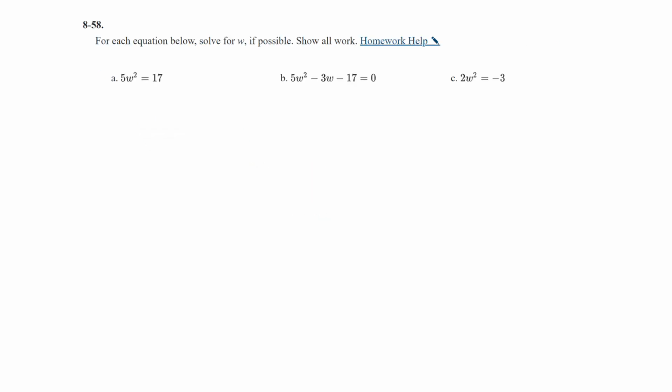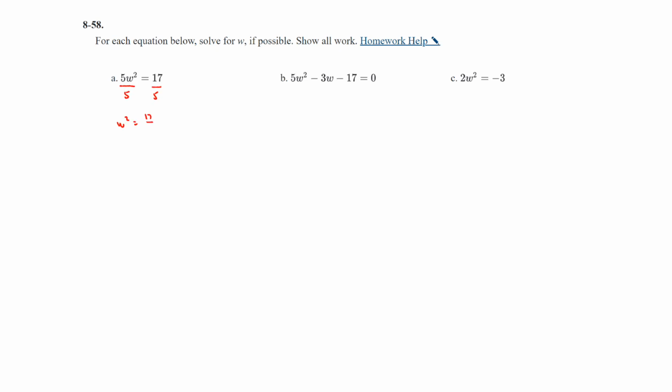Question 58. For each question below, solve for w. If possible, show all your work. All right, so in part A, we have 5w squared. So we want to use our inverse operations. And the first number we'll get rid of is the 5. That way we isolate the w squared.